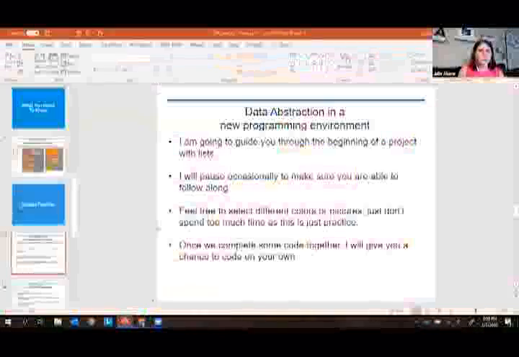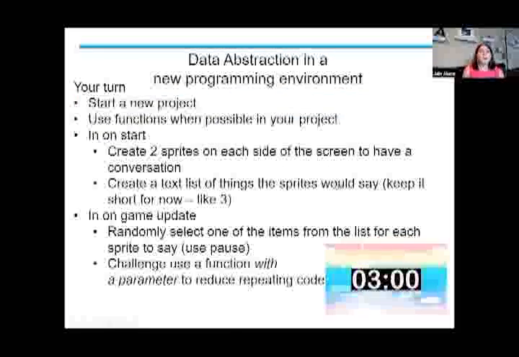All right, we're going to go back to the slides. It's going to be your turn to try it out. So here's what I have for you to try this time. I want you to start a new project. Use functions when possible in the project, just like I did on the last one. In the on start, I want you to create two sprites on each side of the screen to have a conversation. Create a text list of things the sprites would say. Just keep it short for now, but put three things in a text list that you would want the sprites to say to each other.